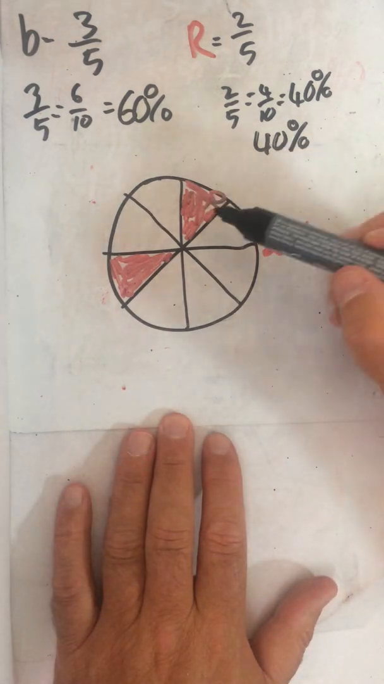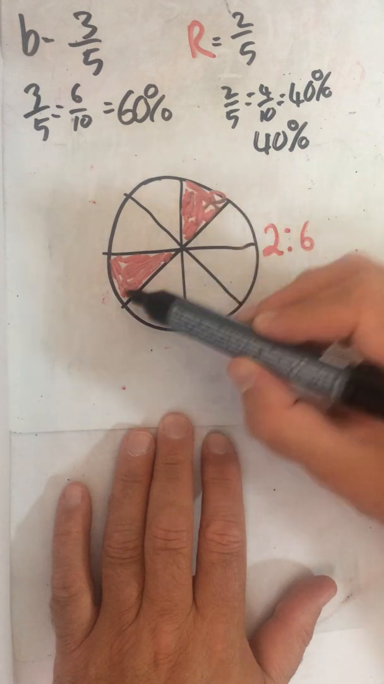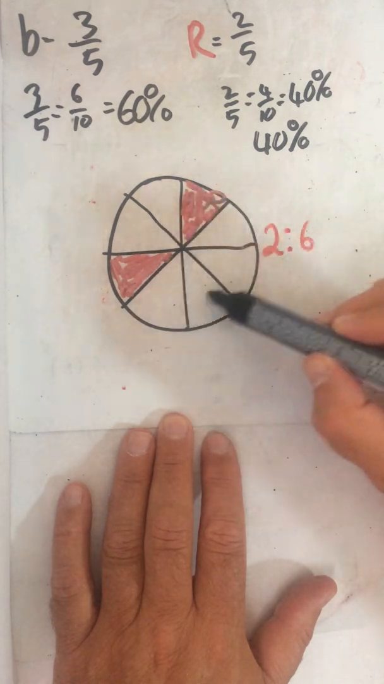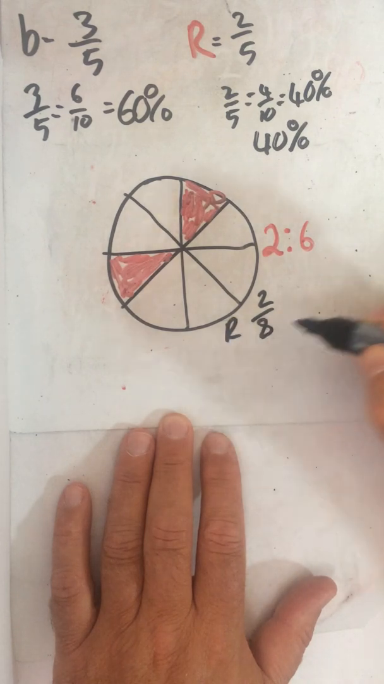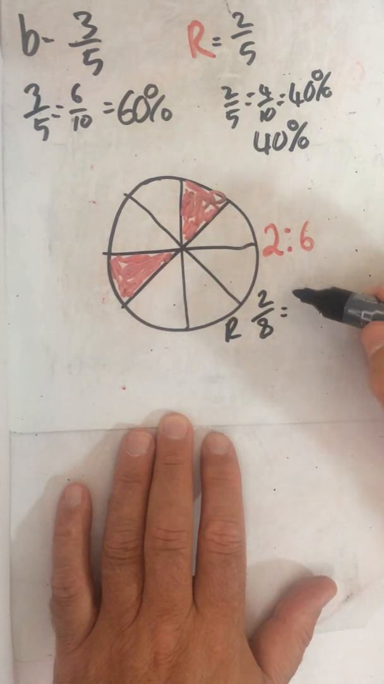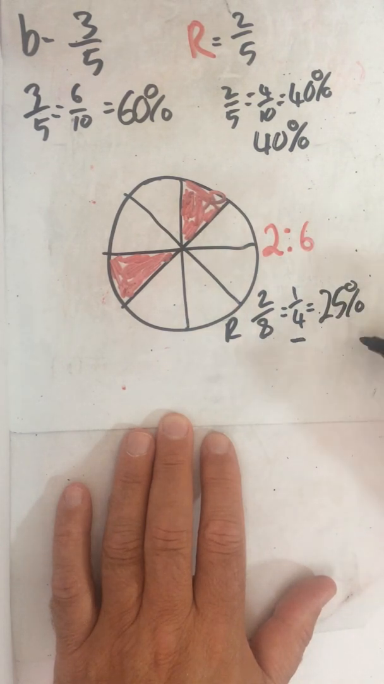Okay, that's the ratio. If I wanted to do it as a proportion, that's 2 out of 8 altogether. 2/8 are red. 2/8 are red. Okay, I'm going to turn that into a quarter, and I know a quarter is 25%. So I've got my simplest form and I've got my percentage.